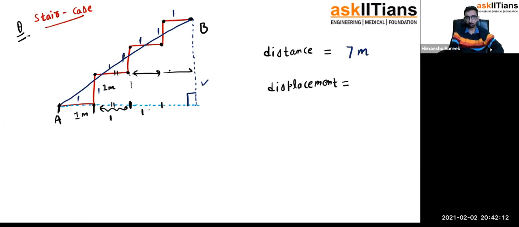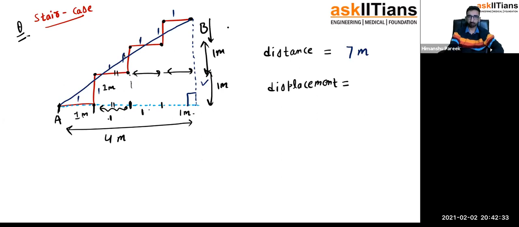Same logic, this would also be 1. So 1, 2, 3, 4. Total length is 4. Now you can calculate the vertical also. This is 1, this is 1, this is 1. Same logic. Add the 3 of them, you'll get the total vertical length, 3 meter. This is 4 meter.